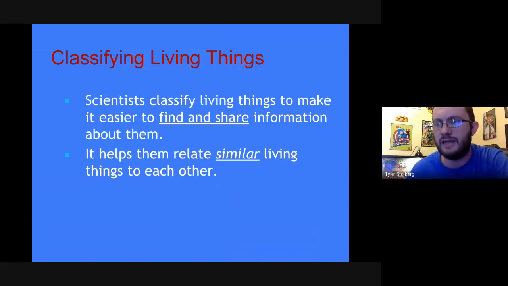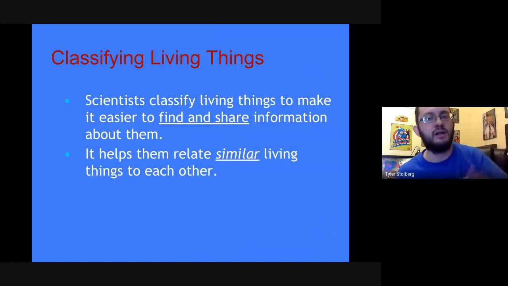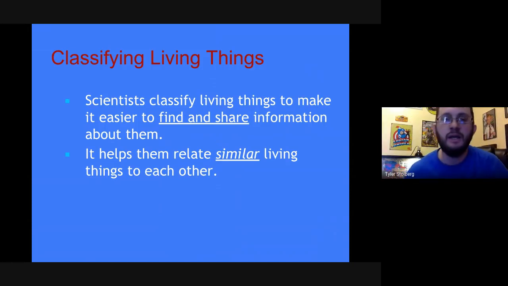But if they can look at it and say, well, hey, it has 2 legs, wings, feathers, and a beak, I know what kind of animal that is. It's a bird. Now you've got it in a category, and you can look at other birds, find out what it has in common with them, and further classify it and figure out what that bird actually is. So it's very important to be able to classify these living things.